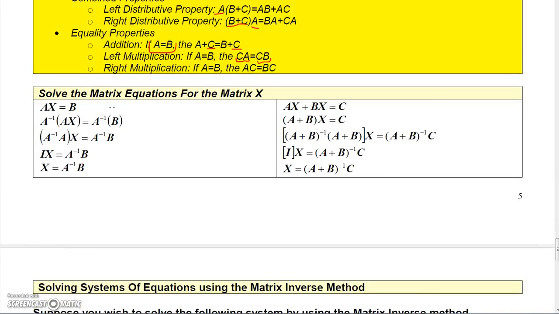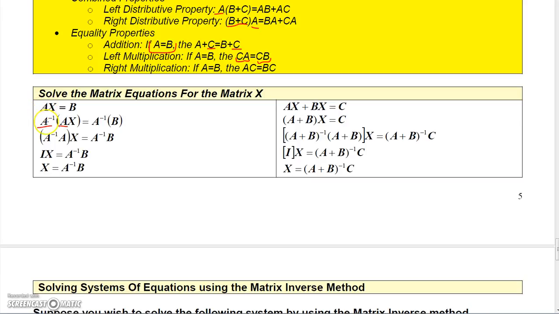So we can actually solve a matrix equation. In these equations, each variable represents a matrix. Let's talk about the matrix equation AX equals B. If I want to solve AX equals B, you might think you can just divide both sides by A to get X. But actually you can't, not with matrices. With matrices, there's no division operation. You have to actually multiply both sides by the inverse of A in order to eliminate the A.